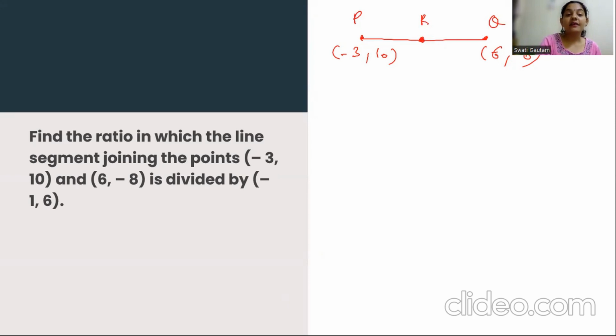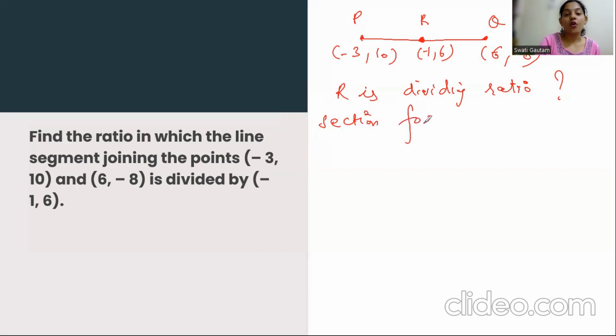So R is dividing this line and the coordinate of R is minus 1, 6. Now you have to tell me in what ratio this point R is dividing PQ. You have to tell the ratio, right? Now to find out the ratio, we are using the section formula. And what is the section formula in coordinate geometry? Everybody knows it, because in between we have point R.